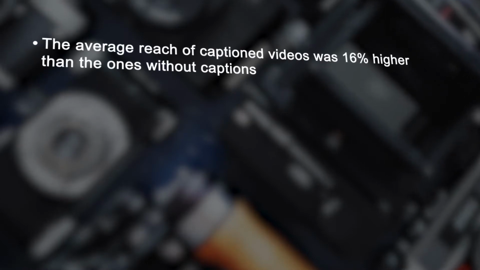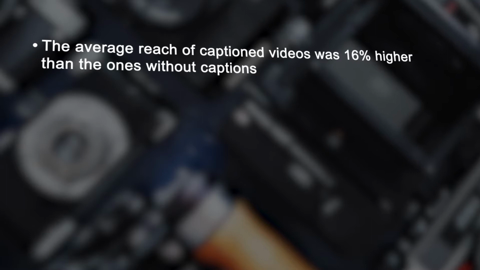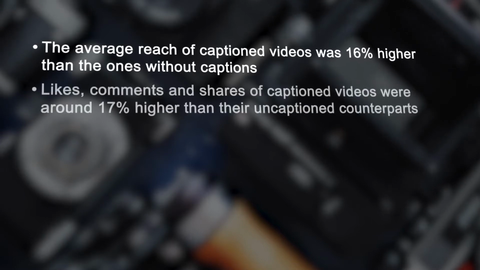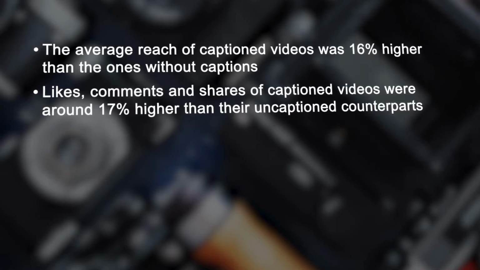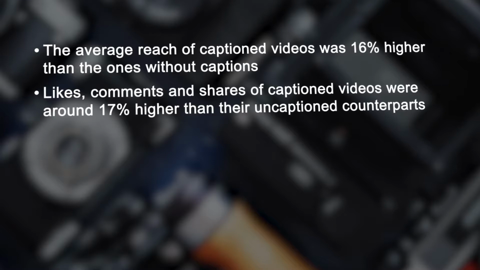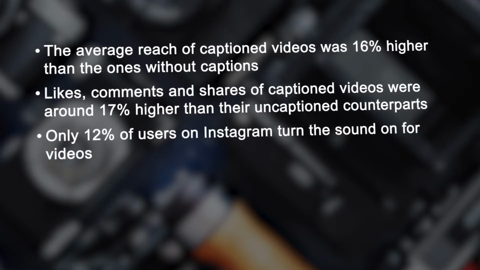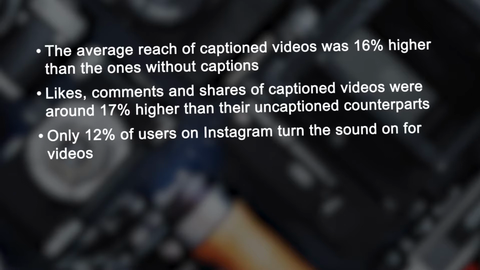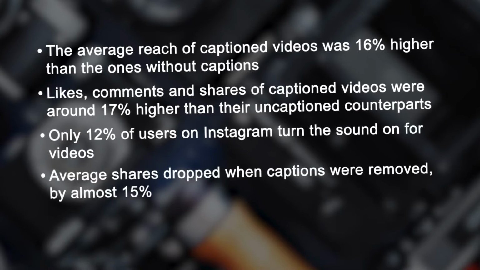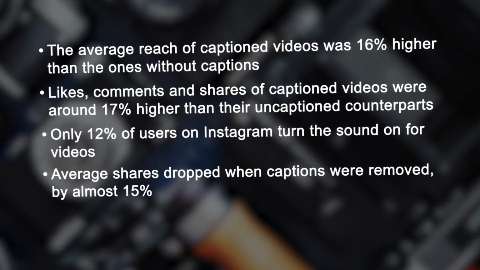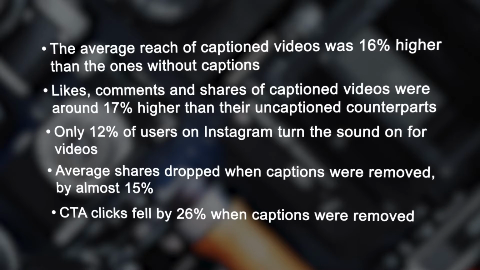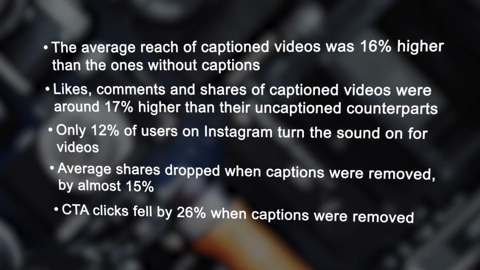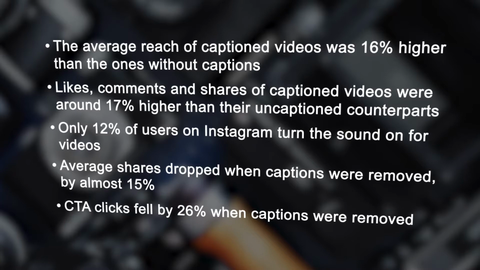A recent study showed that the average reach of captioned videos was 16% higher than the ones without captions. Likes, comments, and shares of captioned videos were around 17% higher than their uncaptioned counterparts. Only 12% of users on Instagram turn the sound on for videos. Average shares dropped when video captions were removed by almost 15%, and the biggest one, call to action clicks fell by 26% when captions were removed from videos.